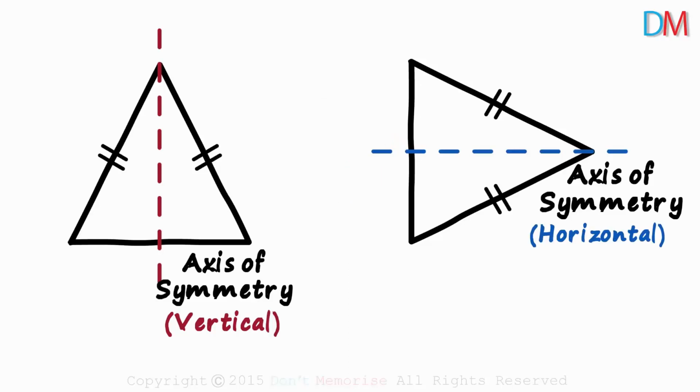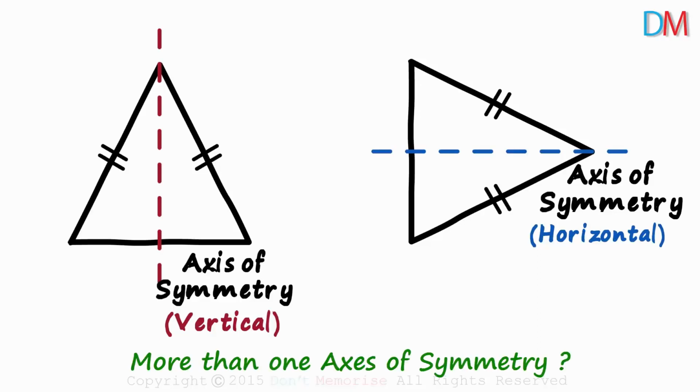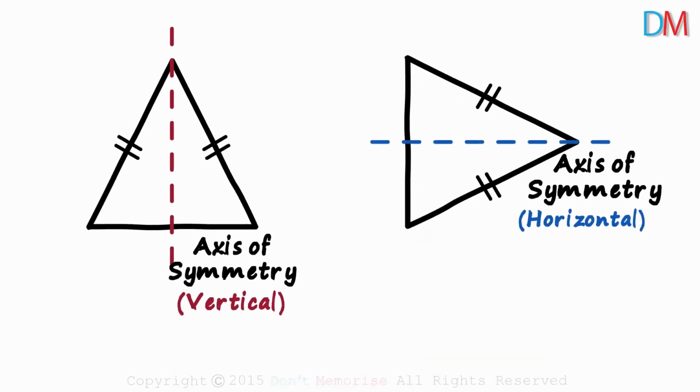Now I want you to think about the next question I'm going to ask you. Can a shape have more than one axis of symmetry? If you look at just these two triangles, you would probably say no, because there is no other line which can divide these triangles into two parts that match exactly. But the correct answer is that a shape can have more than one axis of symmetry.